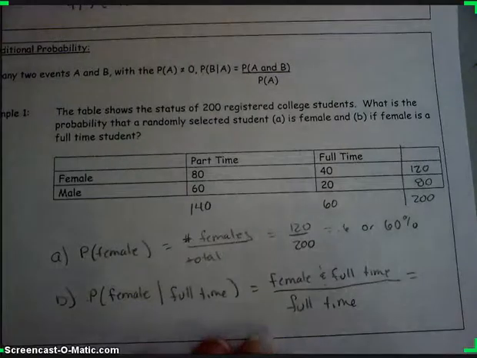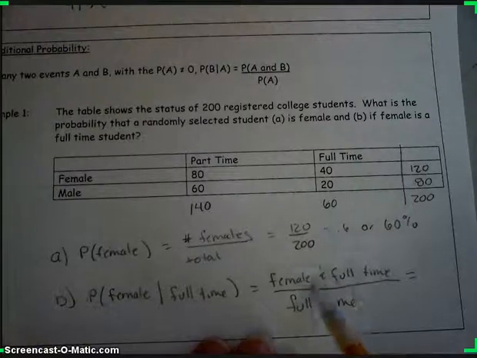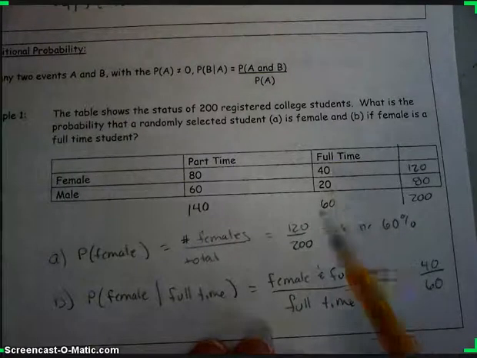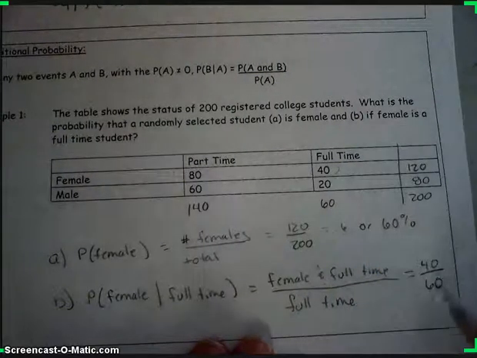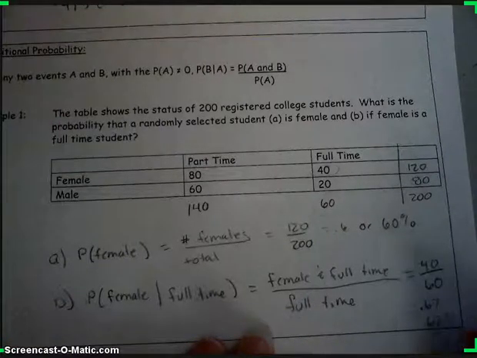Okay, part B is asking me what is the probability that it's female given that they're full-time. So that's going to be the probability of female and full-time all over the full-time total. Okay, so female and full-time is 40, full-time is 60. You divide 40 by 60, and I get 0.67, or 67%.